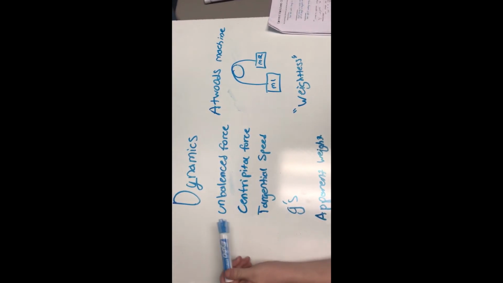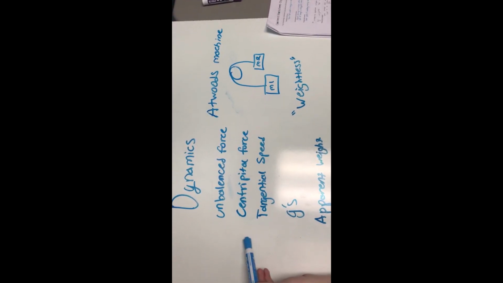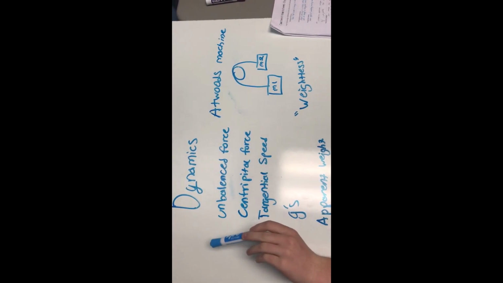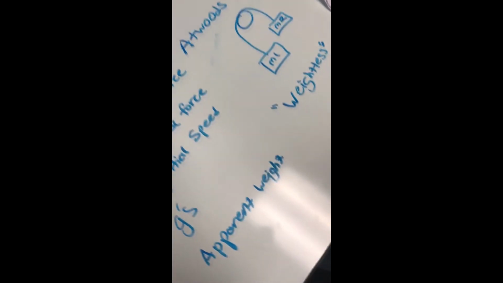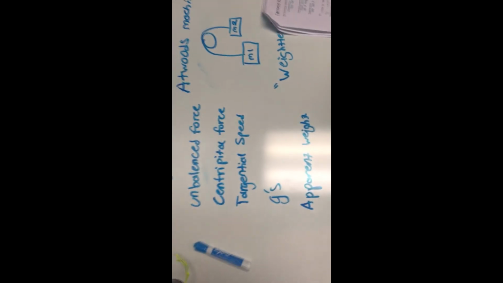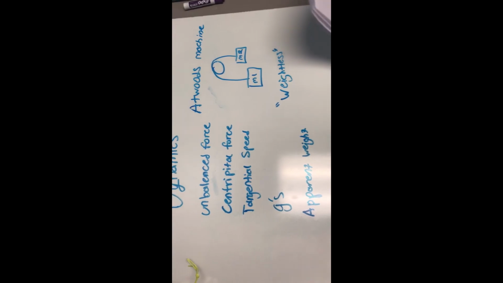The unbalanced force definition is a force that causes a change in motion. The centripetal force is an object moving in a circular motion with a constant angular velocity with a rate of change and a tangential velocity. There's marbles, and when you spin it, they don't fall out. Tangential speed is a linear speed of something moving along a circular path.